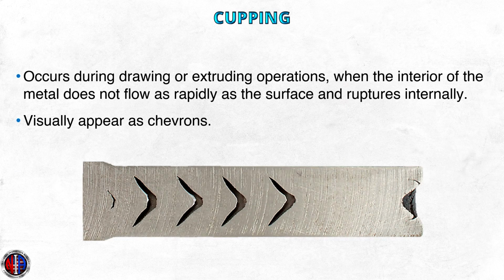Cupping. During drawing or extrusion processes, cupping occurs when the interior of the metal does not flow as rapidly as the surface and ruptures internally. They visually appear as chevrons.